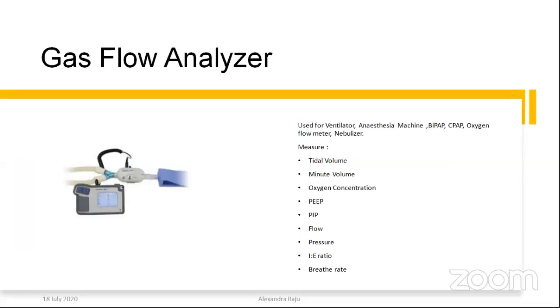So gas flow analyzers are mainly used for the ventilator, anesthesia machine, BiPAP, CPAP, and nebulizers. So the parameters which can be analyzed with the help of the gas flow analyzer are mentioned here. Next is the safety test. Next slide, sir.